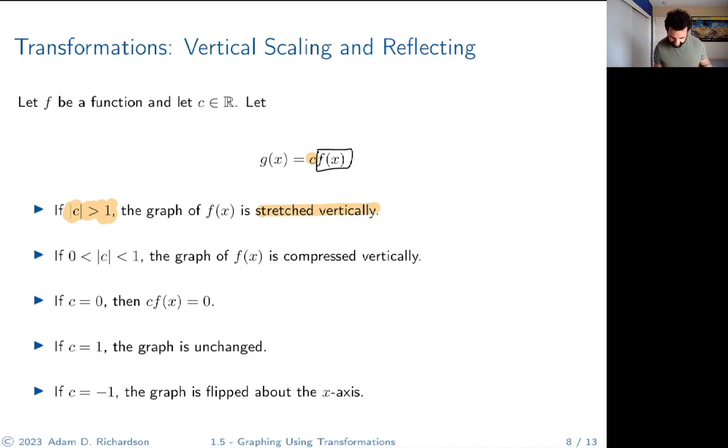Now, compare that to if the size of c is between 0 and 1, then what you get is a vertical compression. This makes sense because if you think about the outputs, f of x, if I multiply those outputs by a number that's between 0 and 1, I'm getting like a smaller fraction of that number, like a smaller amount. So what happens is everything gets squished. That's a vertical compression. If c is 0, then our function is 0. If c is 1, the graph is unchanged. And if c is -1, it's flipped around the x-axis, like we were just saying.